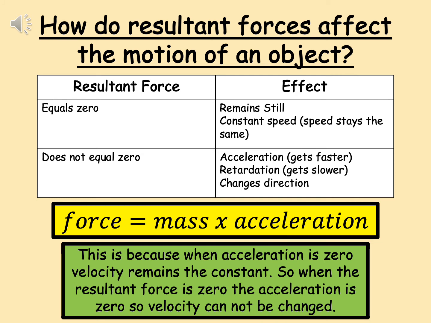We also may get a change of direction when the resultant force does not equal 0. This is when the acceleration begins in the opposite way. So if that object begins to move in the opposite way, we will then begin accelerating that way again. So 3 different effects for when our resultant force does not equal 0: acceleration, retardation or change in direction, and 2 effects when our resultant force is 0, that it will either remain still or it will remain at a constant speed.